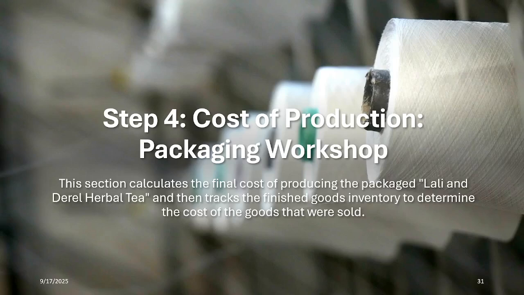Hello, this is a video about the full cost method, and in this video we will continue with step number 4, cost of production, as a packaging workshop for the company Handfloor, who produce two kinds of product, Lily and Darren's Herbal Tea. This section will calculate the final cost of producing the package and then check the finished goods inventory to determine the cost of the goods that were sold.